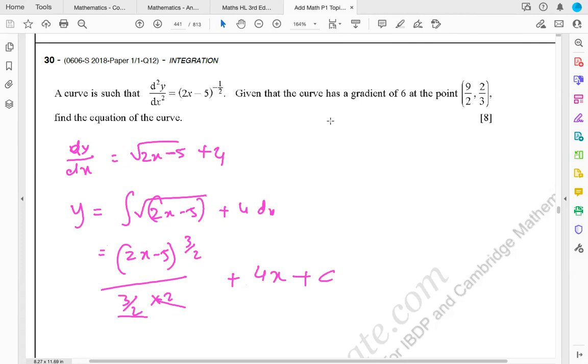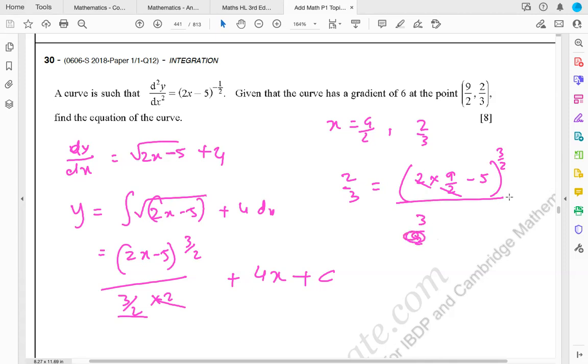Once again, plug x as 9 over 2 and y as 2 over 3. So 2 over 3 is 2 times 9 over 2 minus 5, to the power of 3 by 2, divided by 3 by 2, 3 here, and plus c. So you get 2/3 equals 9 minus 5 is 4. 4 to the power of 3 by 2 basically will be square root of 4, which is 2, and cube it. So power half means square root, that gives 2. So 2 cubed is 8. So 8 over 3 plus c.